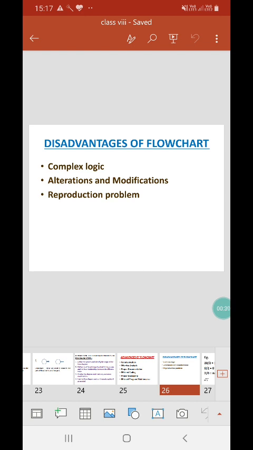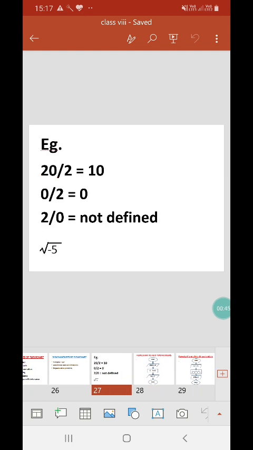Sometimes the program logic is quite complicated and very difficult to show in a flowchart. The flowchart becomes very complex at that time. You can see that when any number is divided by 2, some result will come. This is a simple process, but suppose 2 is divided by 0, it is not defined. This type of problem is a complex problem which cannot be solved in the computer.